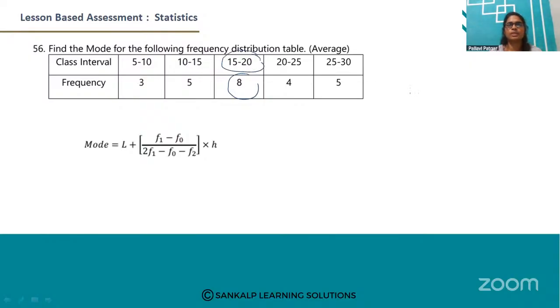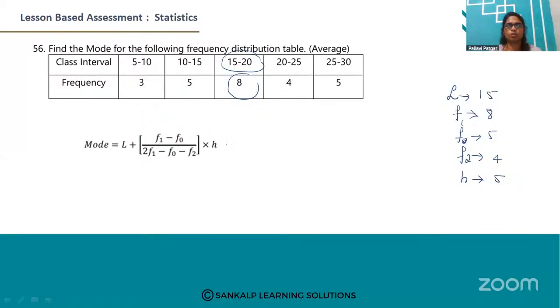Here the lower limit of the modal class is 15. Frequency of the modal class, F1, is 8. F0 is 5. F2 is 4. So the class height or class size H is 5.